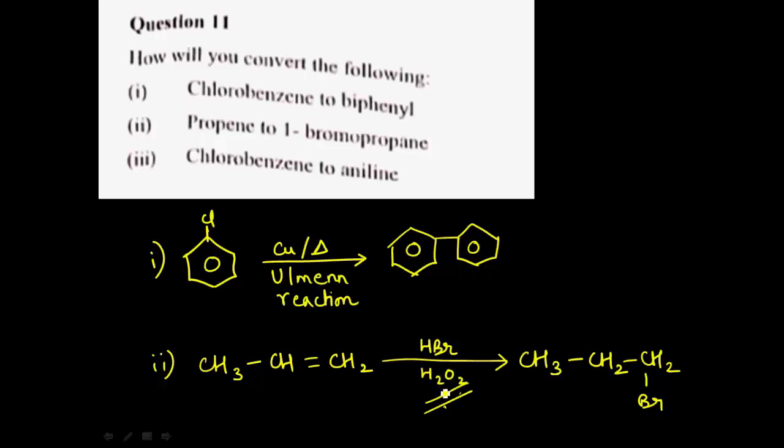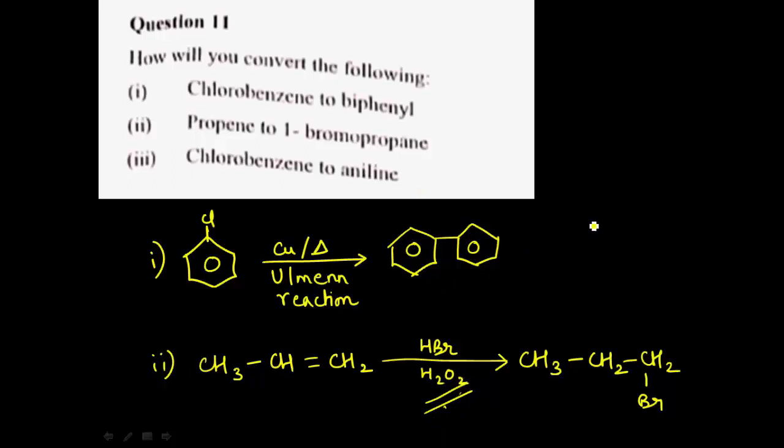If you don't give this peroxide, then this reaction will proceed to the Markovnikov addition, which will give you the Saytzeff product as the major product. So in that case, you will be getting 2-bromopropane, but we need 1-bromopropane. So we have to go through the anti-Markovnikov addition, and for that, peroxide is the most important thing.